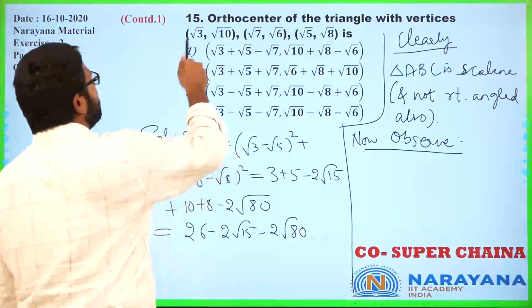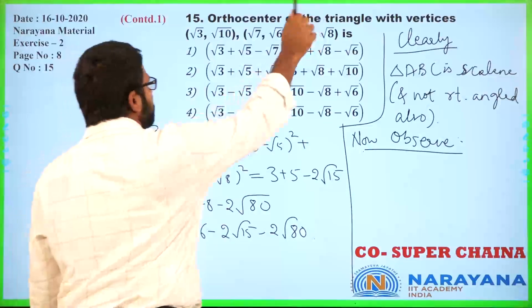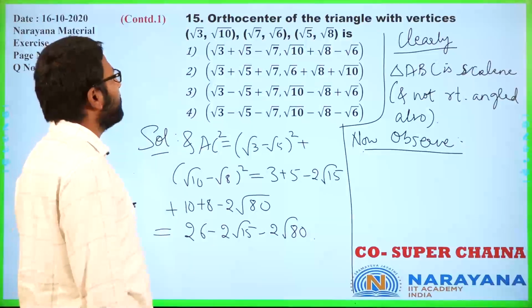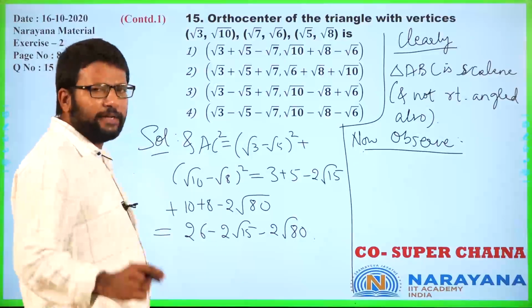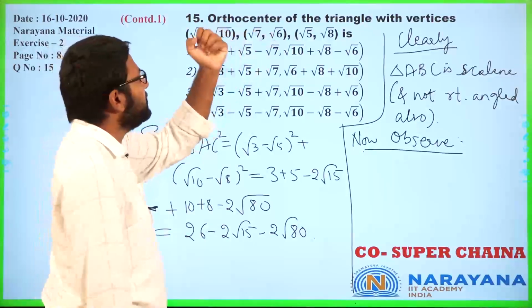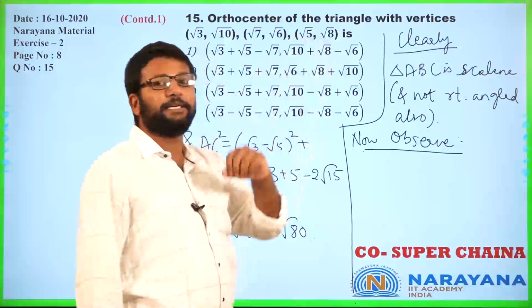Look at the numbers. Root 3, root 10, root 7, root 6, root 5, root 8. Right? Clearly all irrational. But if you stare a little more, you will realize 3 plus 10 is 13, 7 plus 6 is 13, 5 plus 8 is 13.